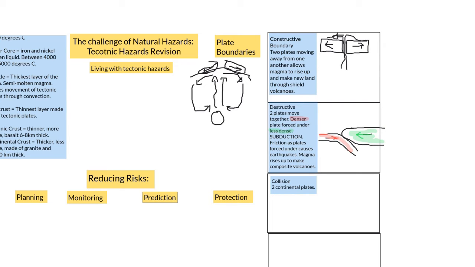The Himalayas is the greatest example I could give you of a fold mountain. Now, no volcanoes happen here because there is no magma coming to the surface. It is only earthquakes that occur here, and they create fold mountains.